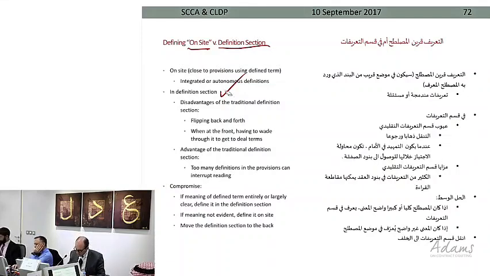Now, the advantage of a definition section is that if you were to define everything on site, the provisions could get a little cluttered. So here is my compromise.